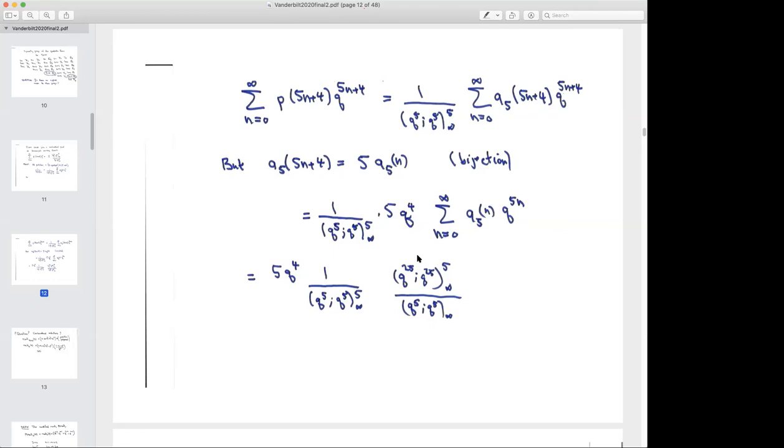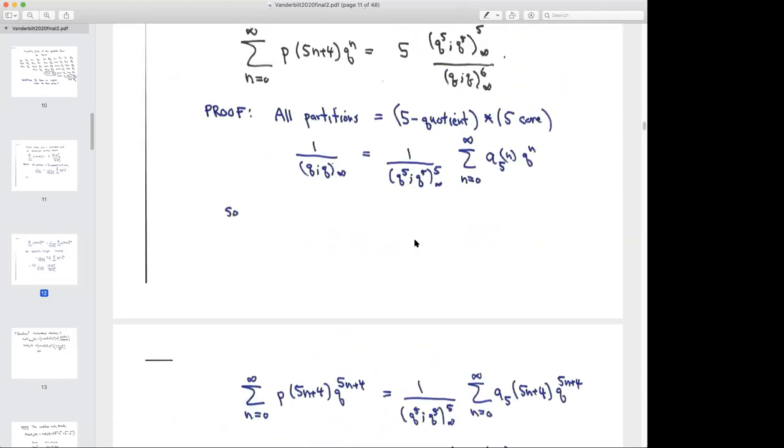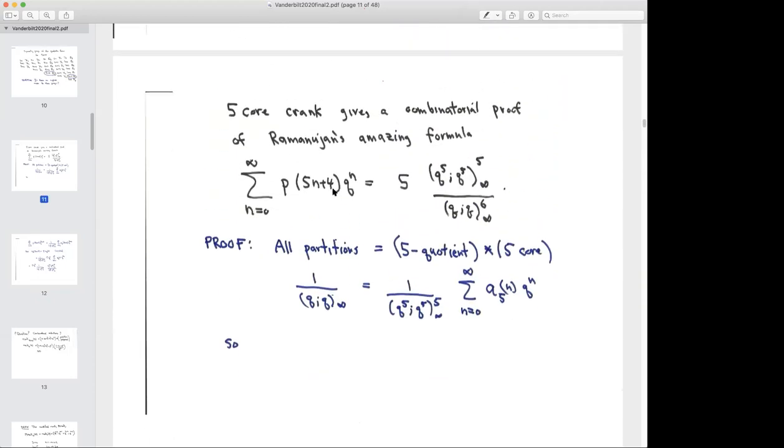So this Ramanujan formula comes very nicely from the 5-core generating function. Now for 7-cores, it's a more complicated formula. This formula for 7n plus 5 has 2 terms, 2 infinite products here. It's not nearly as nice.